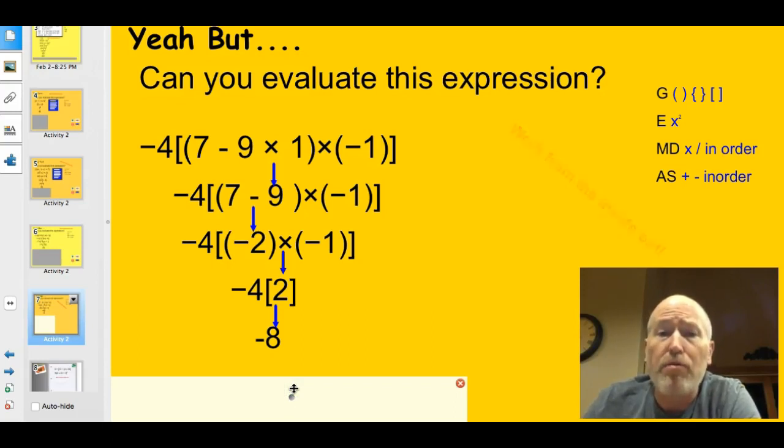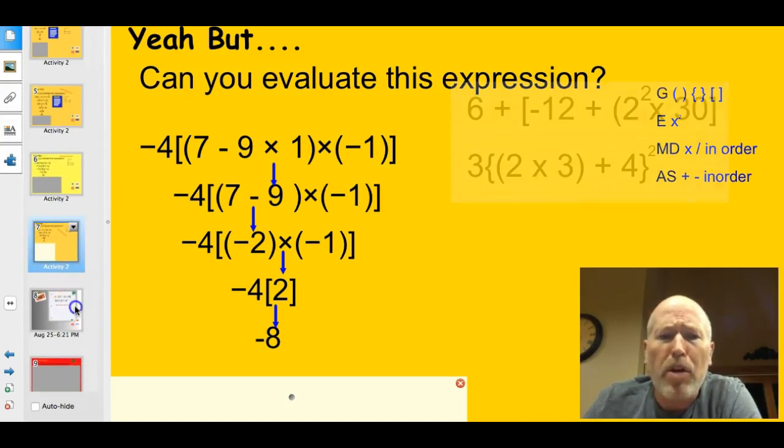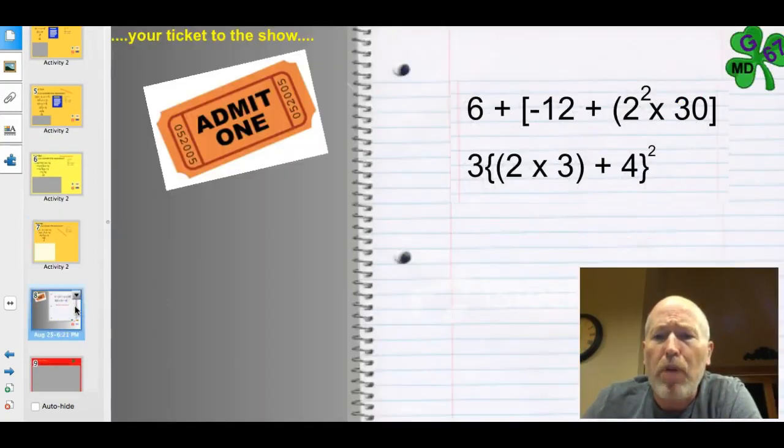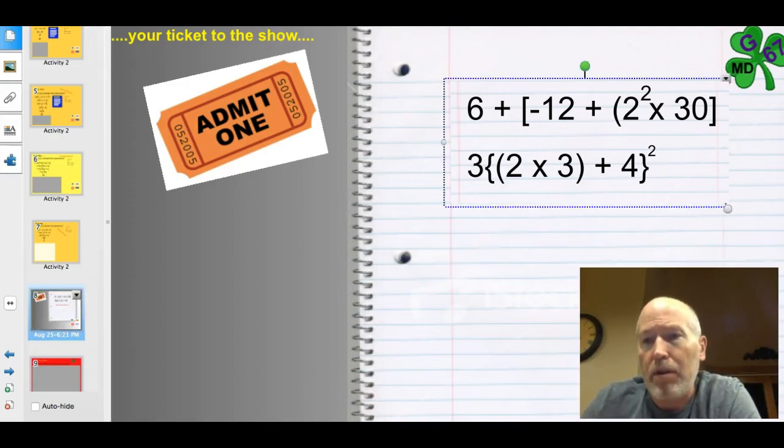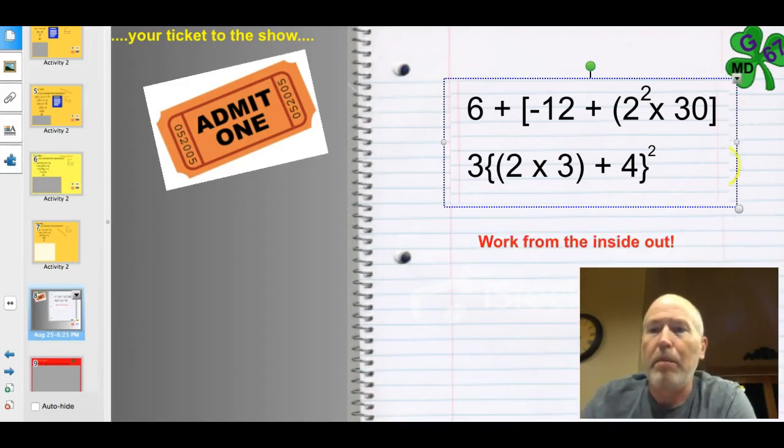Nice work. You solved your first order of operations problems using negative numbers. We're going to practice lots of these in class, but I want to give you some exposure to it in that first look by yourself. Here are the ticket to the show problems. Remember, work from the inside out with the different brackets. I can see I forgot a bracket here. Fix that real quick. There we go.